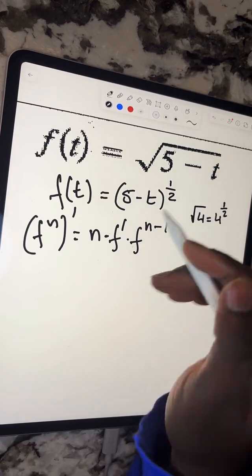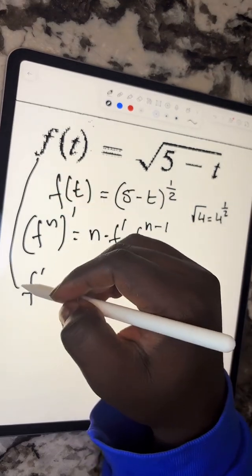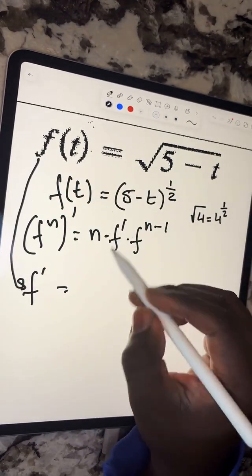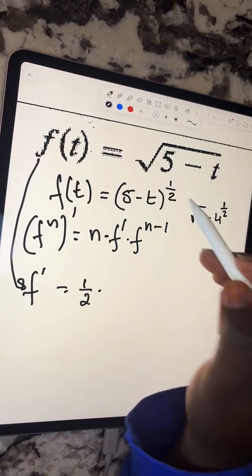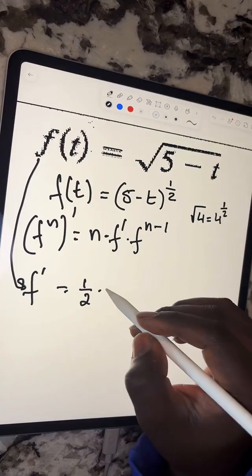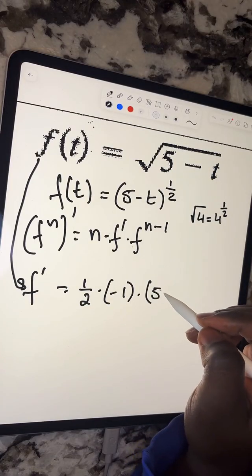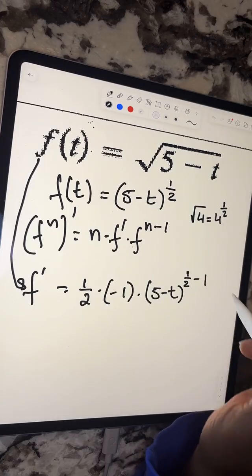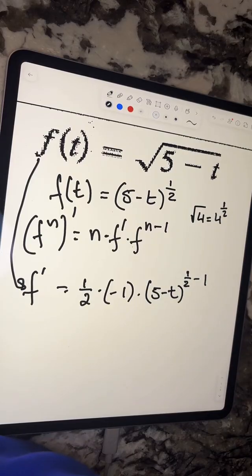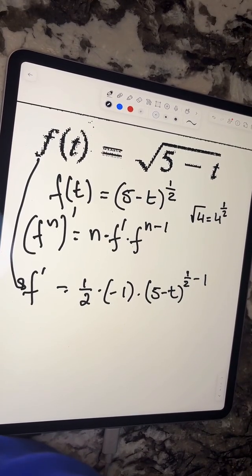Okay, so once I apply this, f prime here now becomes: drop down the exponent, times the derivative of 5 minus t. Derivative of 5 minus t, that would be -1. And then the function itself again, to the power of 1/2 minus 1. Are we all on the same page, guys?